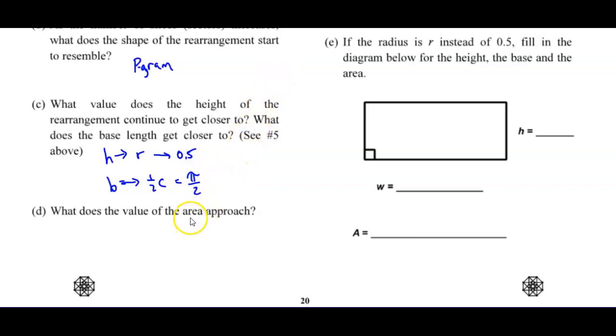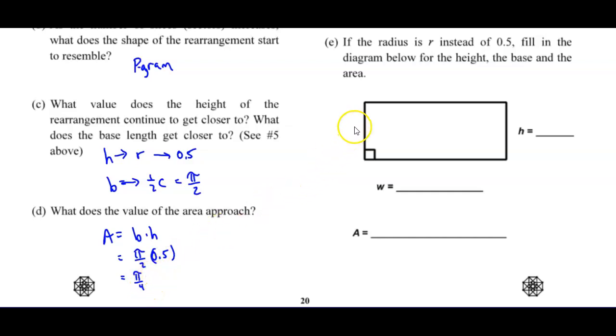So what is the value of the area approach? Well, the area of the parallelogram is base times height, if it was in fact a parallelogram. So in this conjecture here, we're saying that the base is pi over 2, and the radius was 0.5. If you multiply pi over 2 times 0.5, what does that area come out to? Well, it's approximately pi over 4. So think of this 0.5 as a half. Pi over 2 times 1 over 2 would be pi over 4.